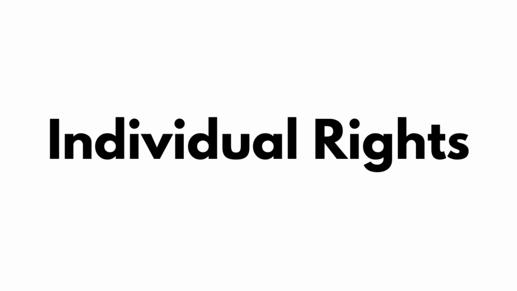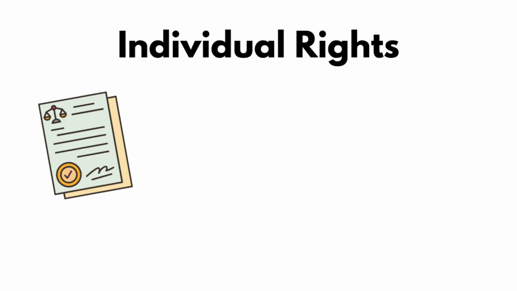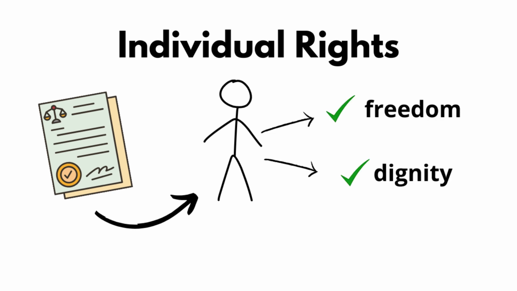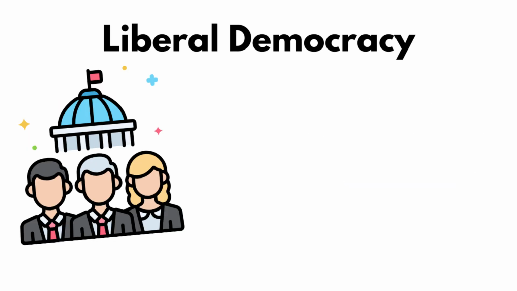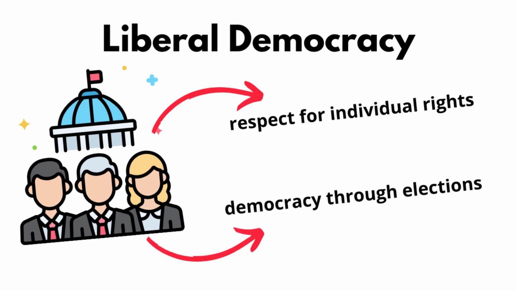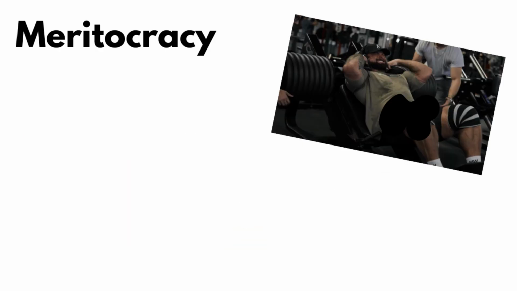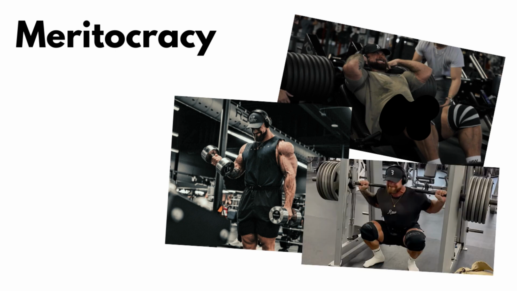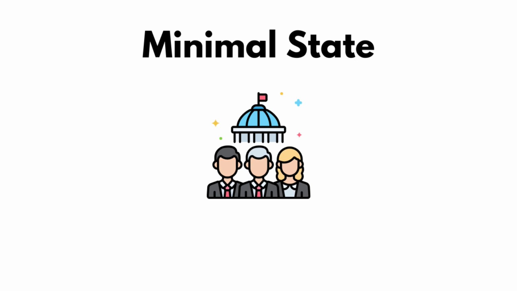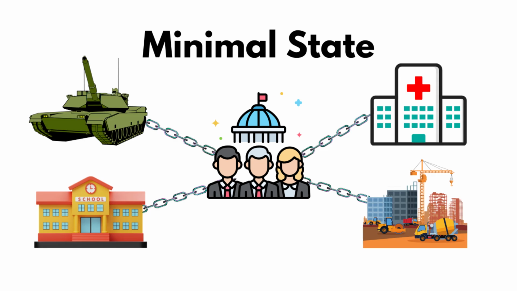society. Individual rights, set of inalienable prerogatives and legal guarantees assigned to each individual to protect their freedom and dignity. Liberal democracy, form of government that combines respect for individual rights with popular participation through regular elections. Meritocracy, system where rewards and positions in society are distributed based on individual merit, talent, and effort. Minimal state, concept advocating for the minimal reduction of the state's functions and interventions in society and the economy.